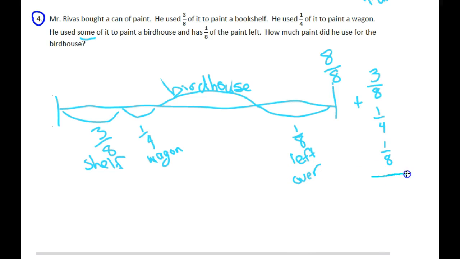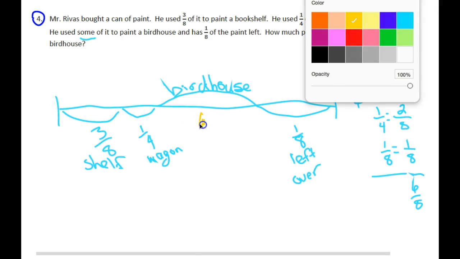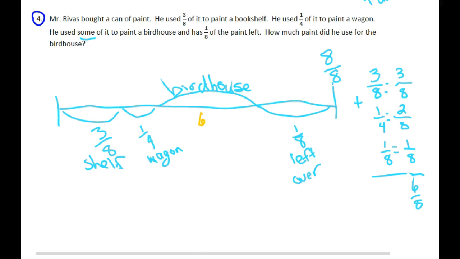So now when we combine them, we have to turn them all to a common denominator. And we've got a 4, we've got an 8. Let's make them all 8s. So that's easy. So this one stays the same, 3/8. So does this one. 4 times 2 gets me 8, so I'm going to have to say 1 times 2. Now we can combine all of those. 3 and 2 is 5, plus 1 is 6. 6/8 was used for the birdhouse. So the birdhouse was 6/8. So we'll make it kind of a different color there. 6/8 for the birdhouse.